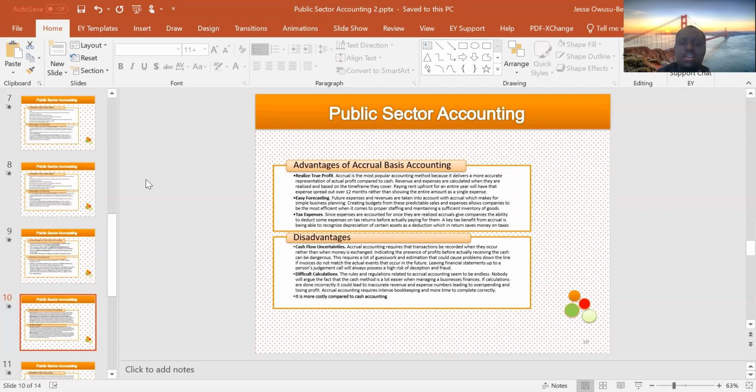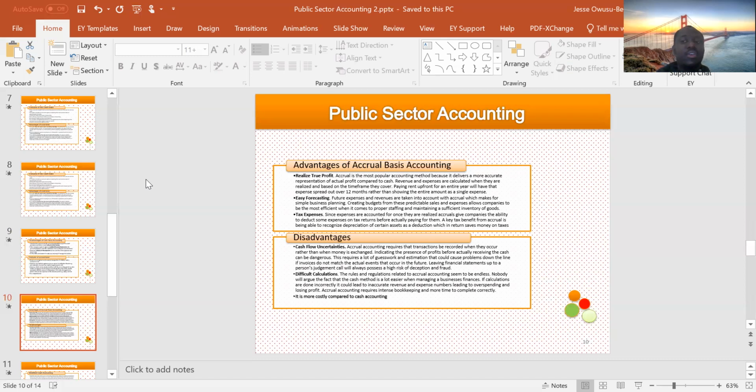So what I wrote here is accrual accounting requires that transactions be recorded when they occur rather than when money is exchanged. Indicating the presence of profits before actually receiving the cash can sometimes pose some problems. And because of some of these problems, some organizations use this opportunity to manipulate the financial statements, because somebody can tell you, oh, we expect that we will receive our cash by the end of the year, knowing that they might not even receive it. So it creates cash flow uncertainties.